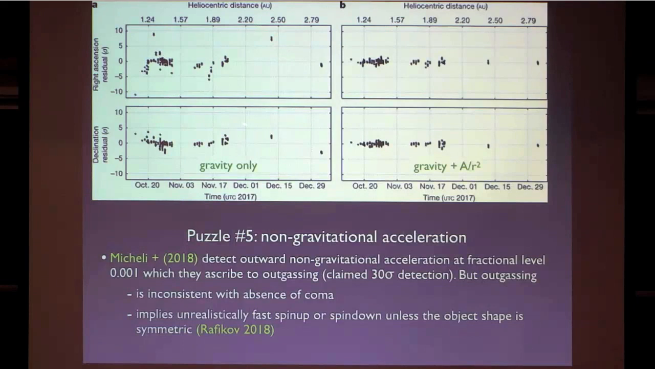Orbit fits suggest that the residuals in the orbit can be reduced if you add a small 1 over r squared repulsive force at the level of about 10 to the minus 3 of the sun's gravitational force. So these are the residuals with gravity only. These are the residuals including an extra force.